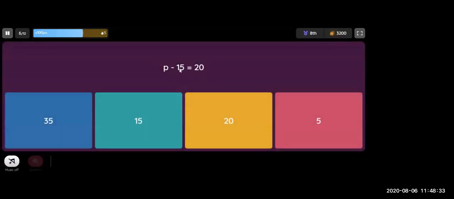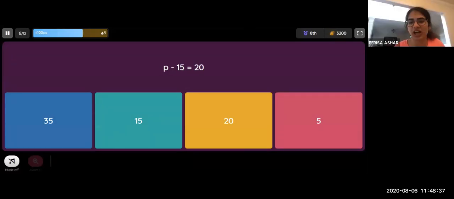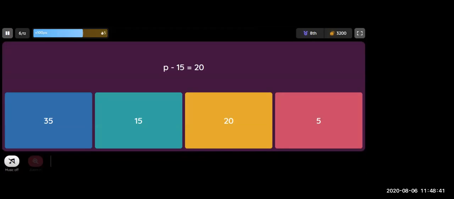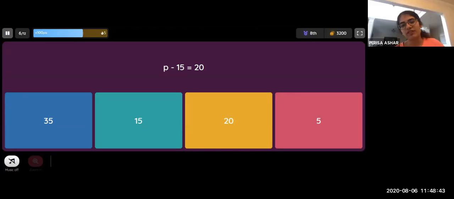Okay, p minus 15 equals 20. Yes, good job. Got that correct. I see mainly a lot of people saying 35, which is the correct answer, but I've also seen a few different answers. Just to clarify, the answer has to be 35 because you need to add 15 on both sides of the equation because there's a minus sign before the 15. There's not a plus sign.